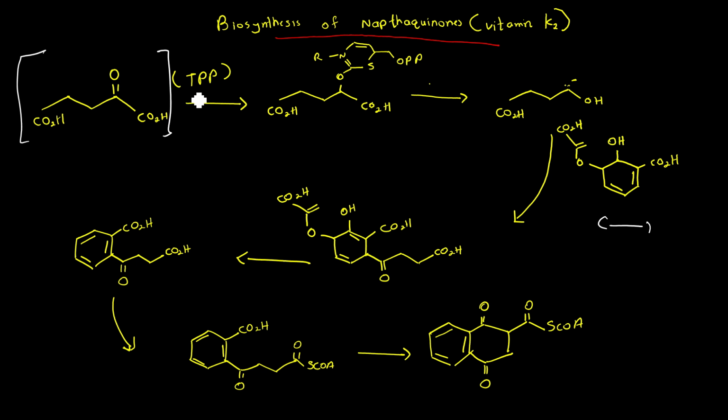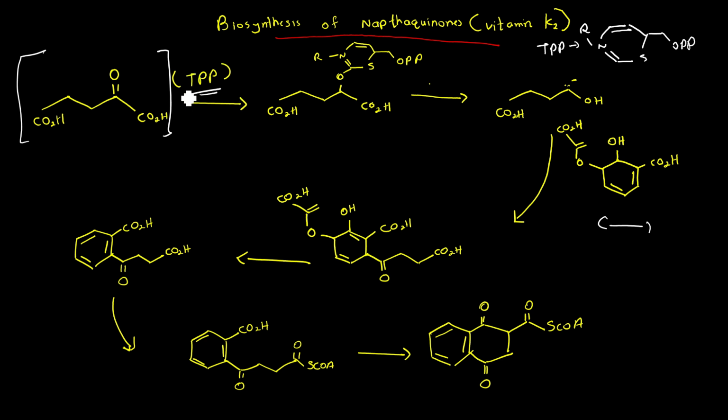In the first step we are going to introduce this TPP to our original molecule. If you do not remember the TPP structure, this is it. We have a nitrogen here, a sulfur here, an OPP group here, and here you have an R group. You have two double bonds. This is basically the TPP. It is like a catalyst; it does not get involved in the reaction, but it behaves like a catalyst.